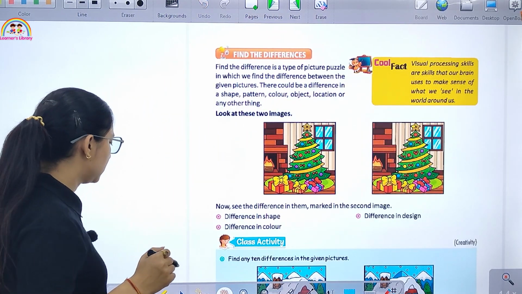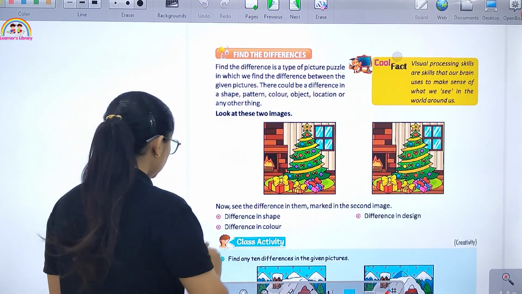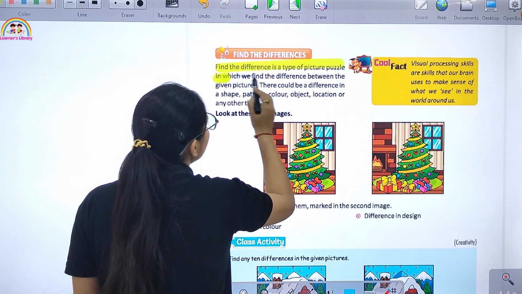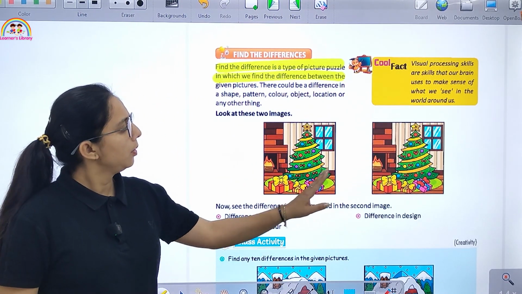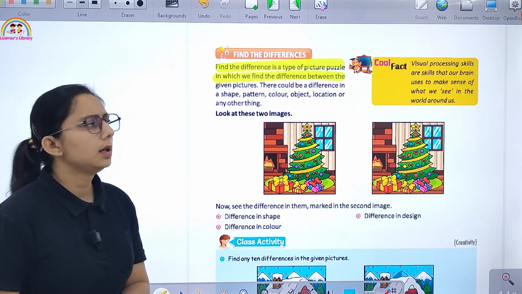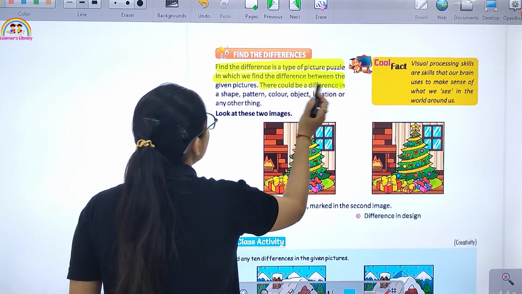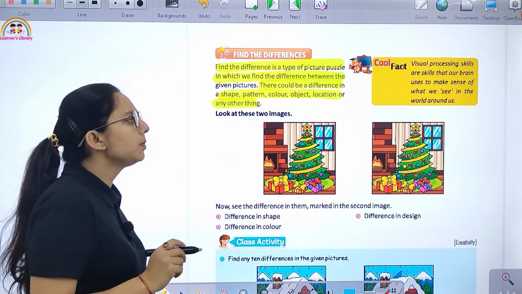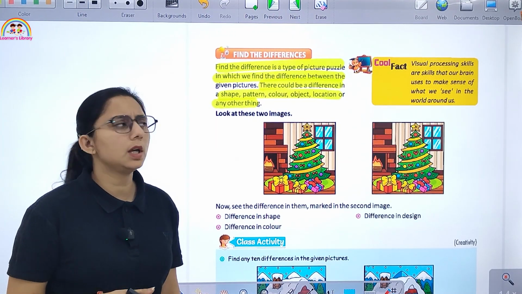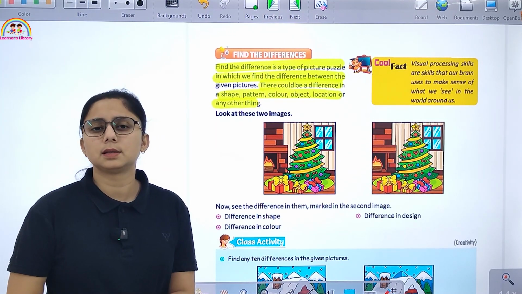Now finding the differences. Finding the difference is a type of picture puzzle in which we find the differences between the given pictures. हम जो given pictures हैं उनके बीच में differences देखते हैं. And there could be a difference in the shape, pattern, color, object, location. Right? और visual processing skills वो skills होती हैं that our brain uses to make sense.